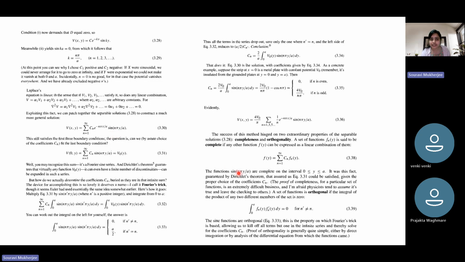Okay. So that's how you solve the Laplace equation. So this is your expression of potential.